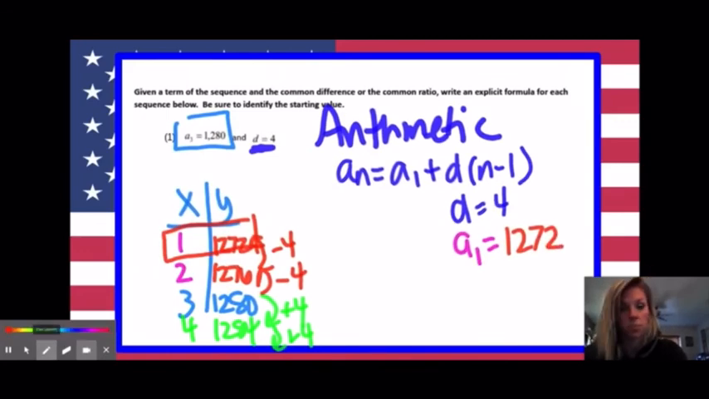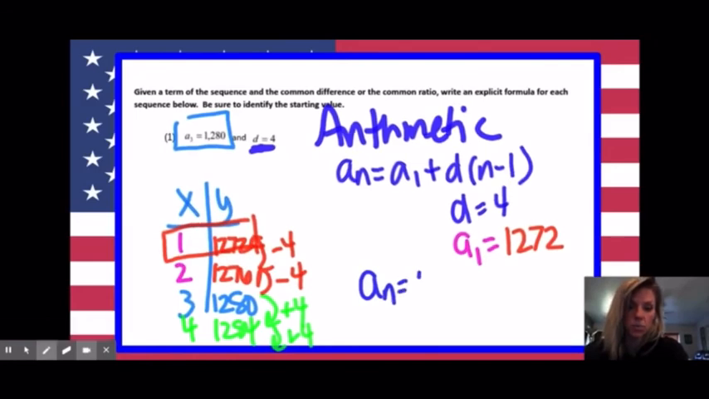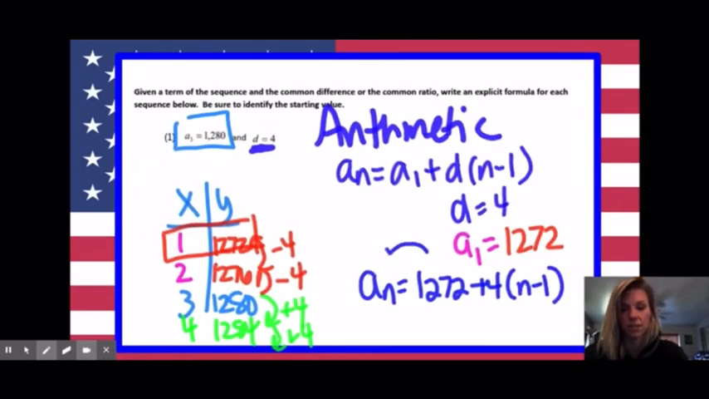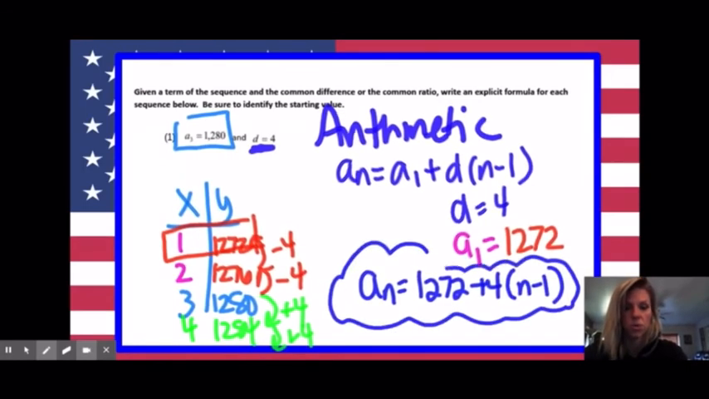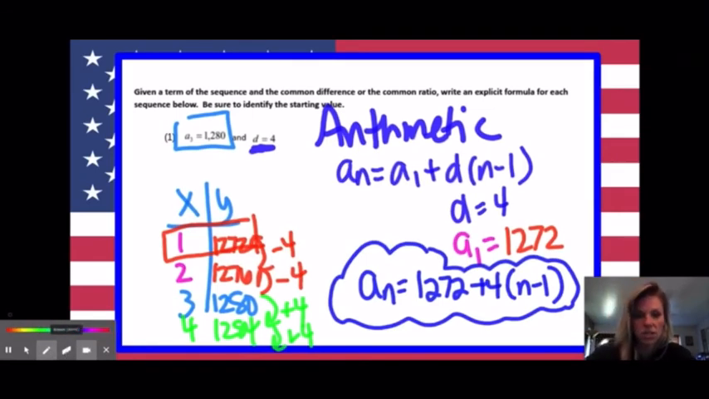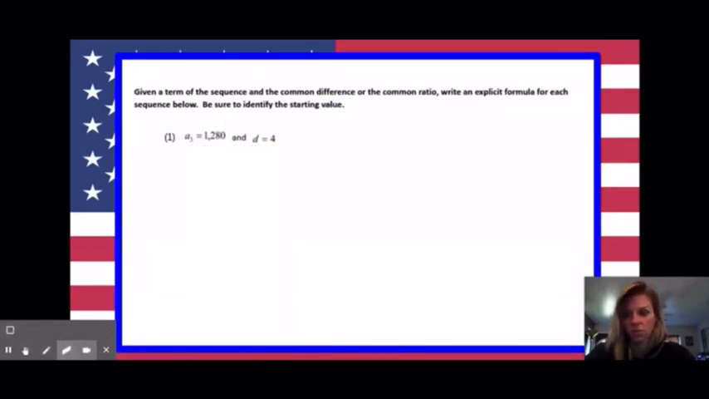Now we can write the formula because we have a sub 1 and d. A sub n equals 1,272 plus 4 parentheses n minus 1. And there's our final answer for this one. A little bit more work because we had to work backwards to get a sub 1, but not tough. If you work backwards, you just change the sign. So if your pattern's addition, you subtract to work backwards. If your pattern was multiplication, you would divide to work backwards.